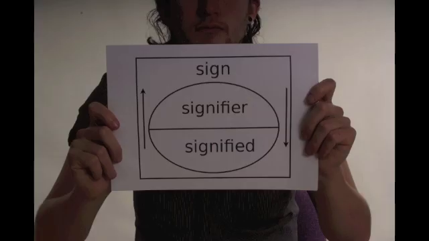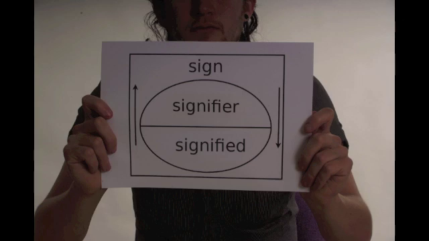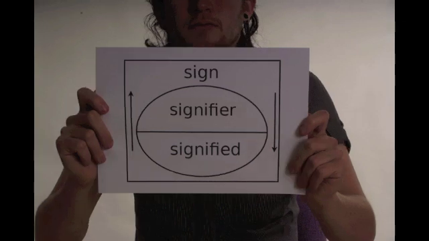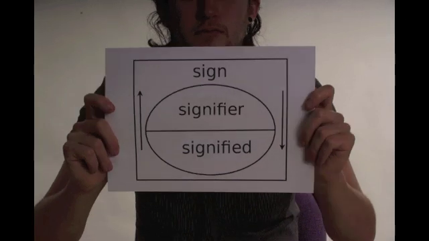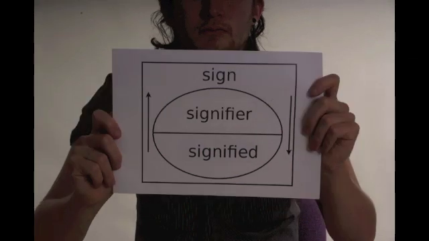There are two fundamentals to the structure of a sign, and they are the signifier and the signified, according to Ferdinand de Saussure, who devised these two terms. In John Fiske's book, Introduction to Communication Studies, he talks about Saussure's model, and this is what he says.